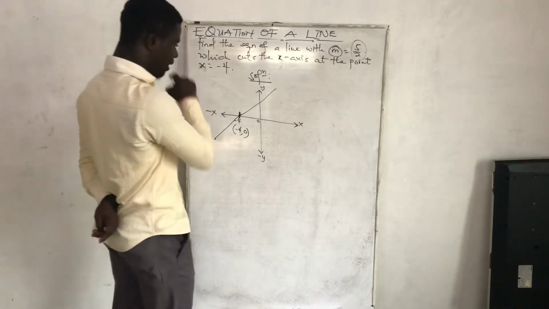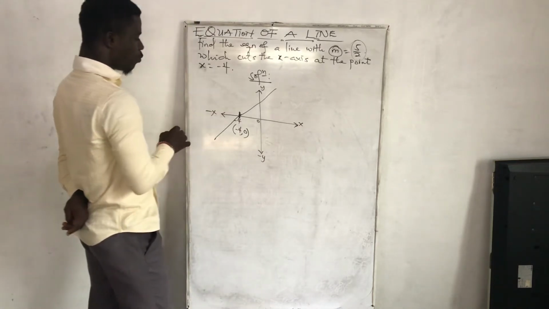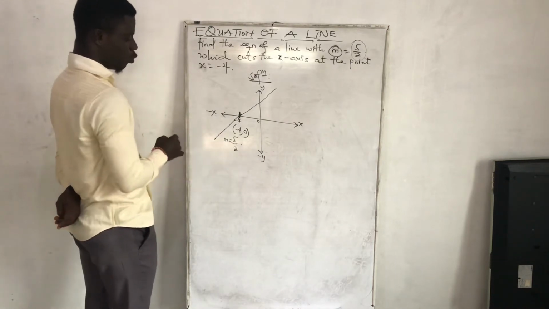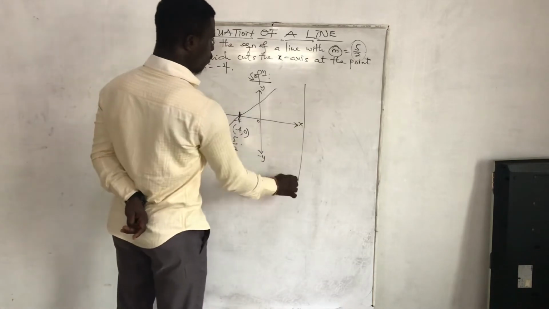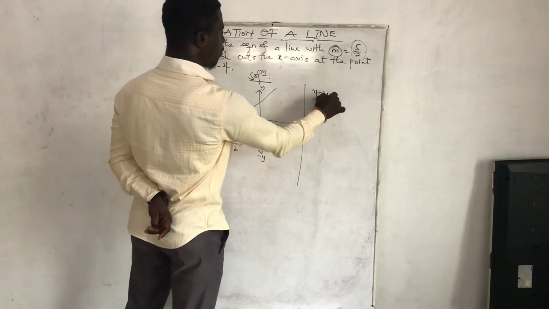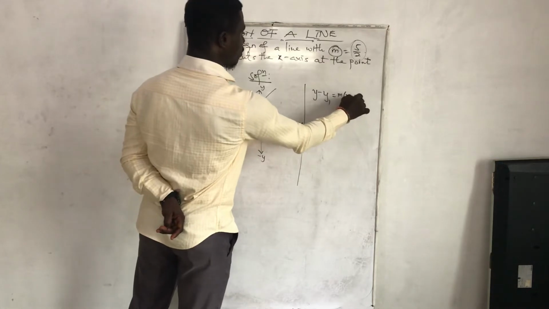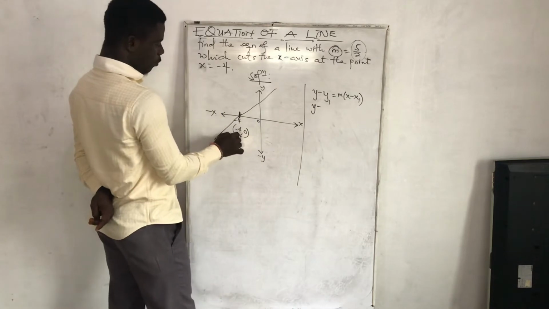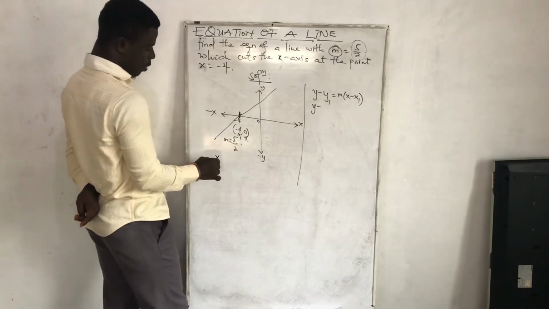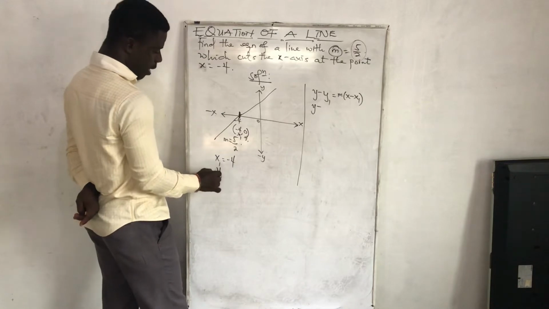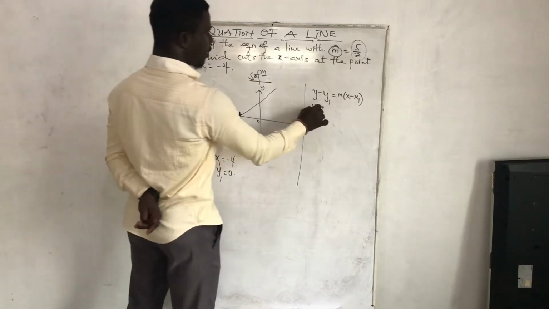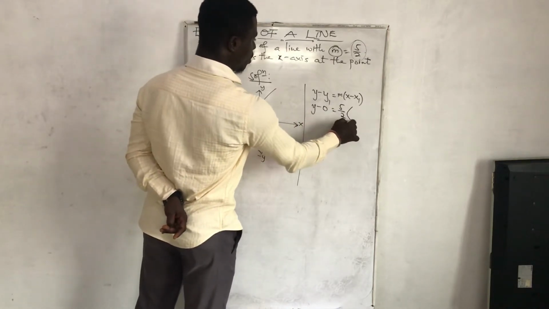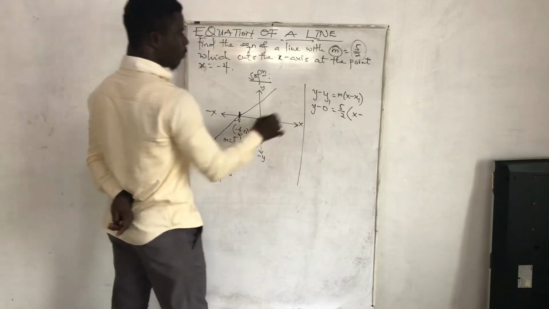So now I can start by finding the equation of the line. I know my gradient is 5 on 2. Then y minus y1 equals m times x minus x1. Here x1 is -4 and y1 is 0, so y minus 0 equals m, which is 5 on 2, times x minus -4.